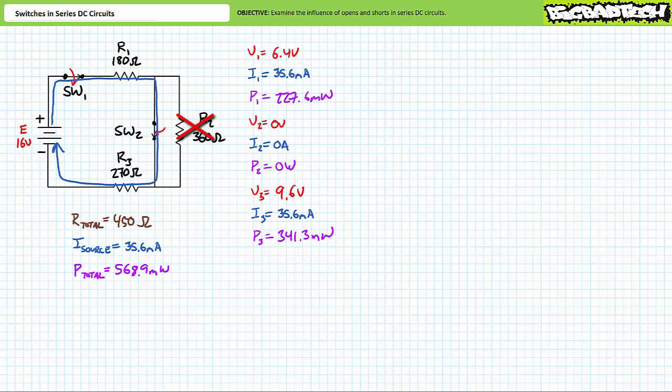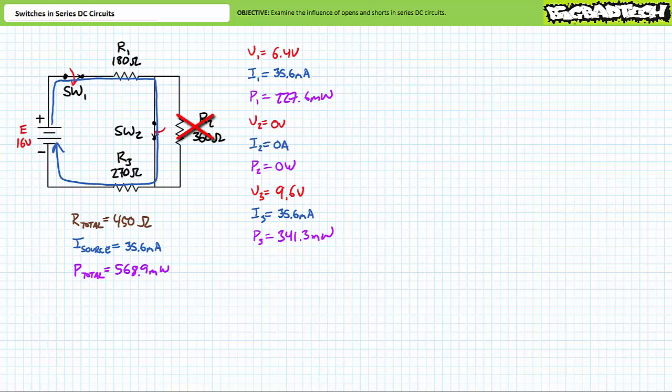No current travels through R2, and as a result, it experiences no voltage drop, nor does it dissipate any power. Similar to R1, the remaining element R3 experiences increased current, and as a result, an increased voltage drop of 9.6 volts, and dissipates an increased 341.3 milliwatts of power. All right, that's about it for today. Hopefully you survived that last example problem.